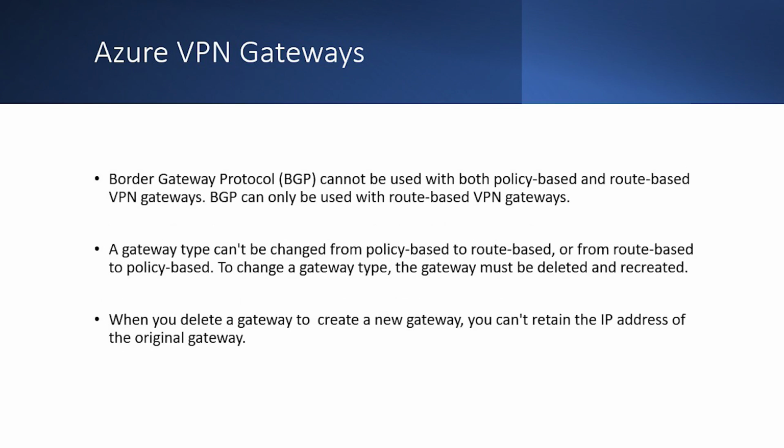Also, something to make note of is that Border Gateway Protocol, or BGP, cannot be used with both policy-based and route-based VPN gateways. BGP can only be used with route-based VPN gateways. A gateway type can't be changed from policy-based to route-based or from route-based to policy-based. To change a gateway type, the gateway must be deleted and recreated. When you delete a gateway to create a new gateway, you can't retain the IP address of the original gateway.